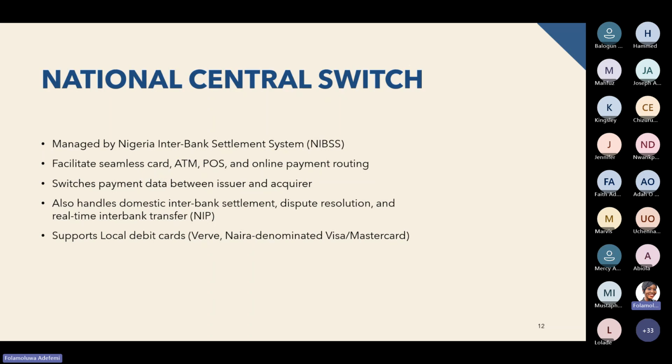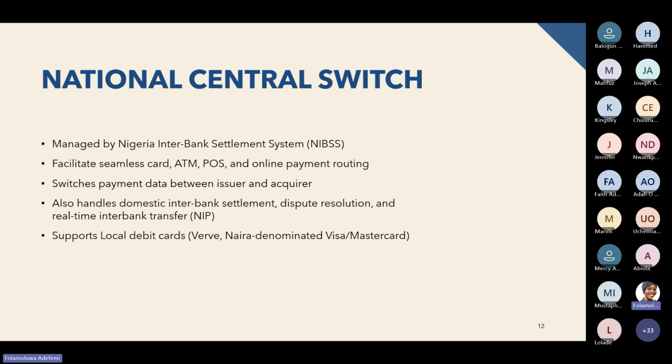But they support only local debit cards. So Verve cards, which is proudly Nigerian, Naira denominated Visa or MasterCards. So those are the kind of card brands that they support because they are local debit cards. If you would want to use an international card, for example, that would not be going through NIBS because it's not a domestic card. So that would probably be going through VisaNet or MasterCard's network for that to be fulfilled.